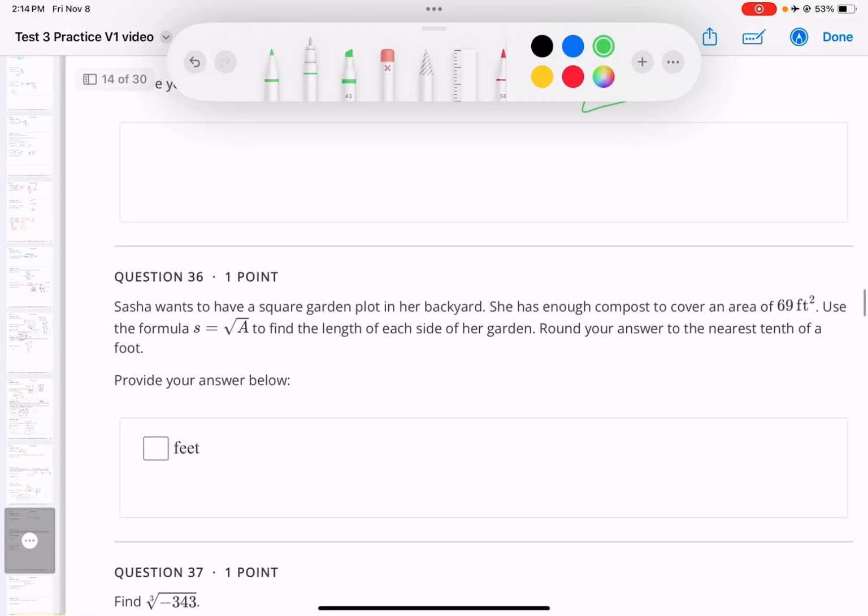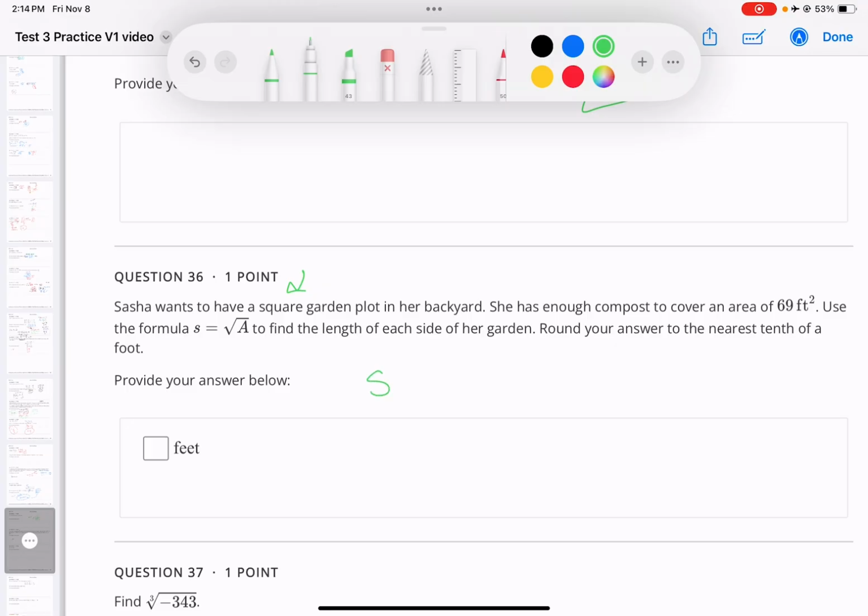All right, let's see, she has a square problem. She has enough compost to cover an area of this. Use the formula S over A, which is our area, to find the length of each side of her garden. We know it's square, so we know that they're the same. I'm guessing S is side length.